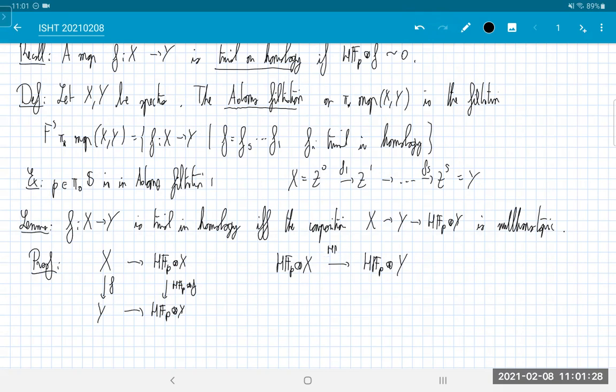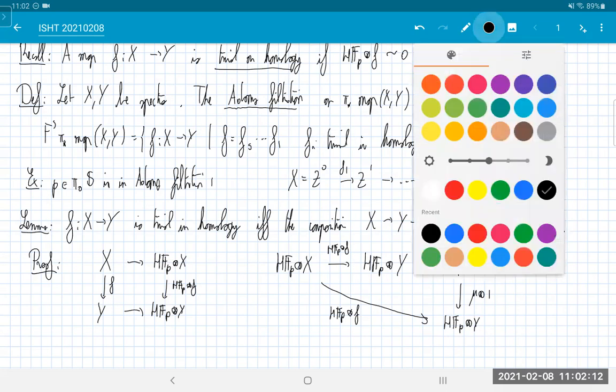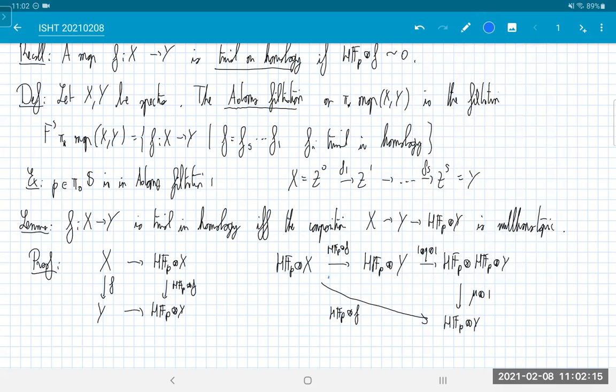You go this way with HFp tensor F, then you insert an eta in the middle, so that if this composition is null homotopic, this composition is null homotopic, and then you multiply the two HFps. And this is just, again, HFp tensor F. So if you have this composite and it's null homotopic, then you know this composite is null homotopic, and you won. And this is the end of the proof of the lemma.